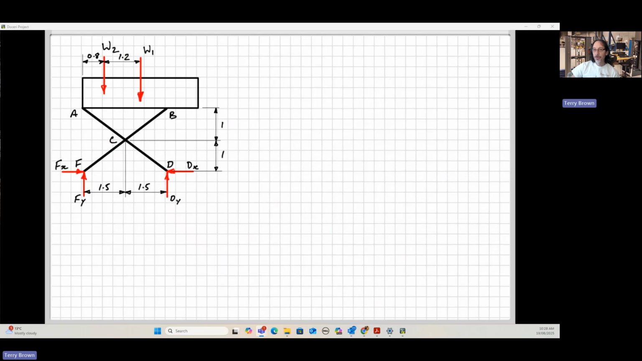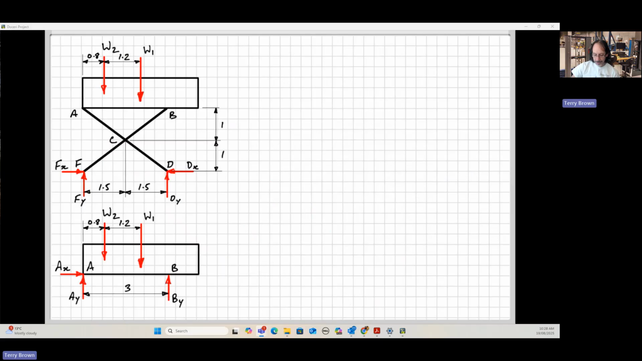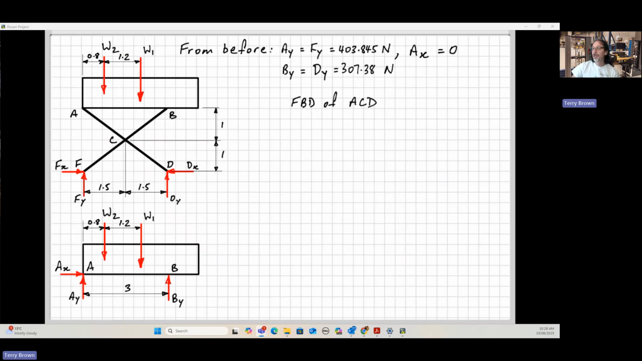Right, so I've just copied across my free body diagram again. You don't need to redraw the free body diagram. You should have it already drawn. And also I've copied across the free body diagram of my platform. And from before, we had AY equals FY equals 403.845, AX was 0, BY equals DY equals 307.38.